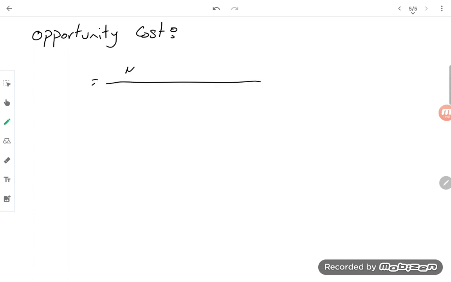As we said, PPF illustrates the idea of trade-off. If you are going to increase production of chocolate, you have to give up Pepsi and vice versa. By how much? This is known as opportunity cost. Opportunity cost of a unit equals what you give up over what you get.